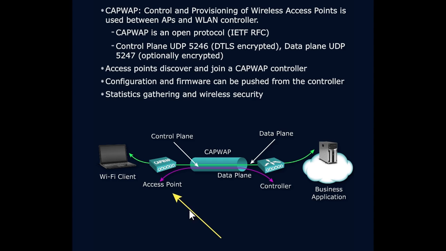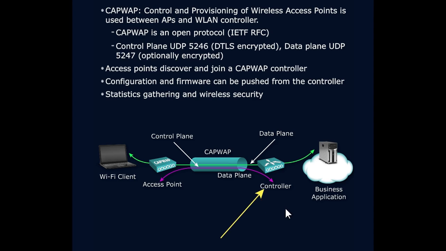But if it's been loaded with a lightweight access point image, you'll usually see LAP in the name of those image files. Then on booting, this access point is going to send out a certain type of discovery message trying to find a lightweight access point controller. So it discovers it and it joins it. It says, hey, you're my controller. Tell me what to do.